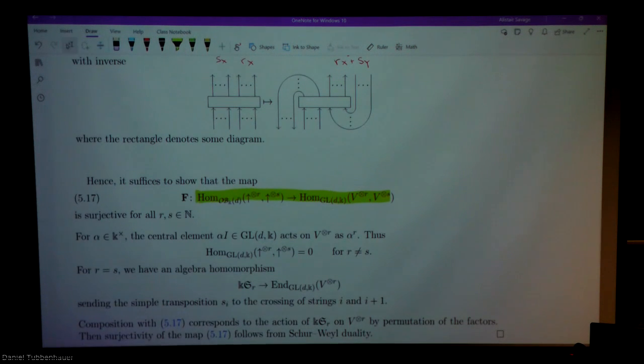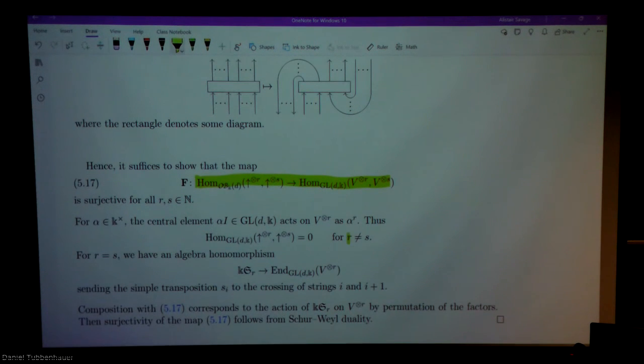Okay, so now we want to reduce to that. There are essentially two cases: the case where R is not equal to S, and the case where R is equal to S. When R is not equal to S, I claim that actually both of these Hom spaces are 0.